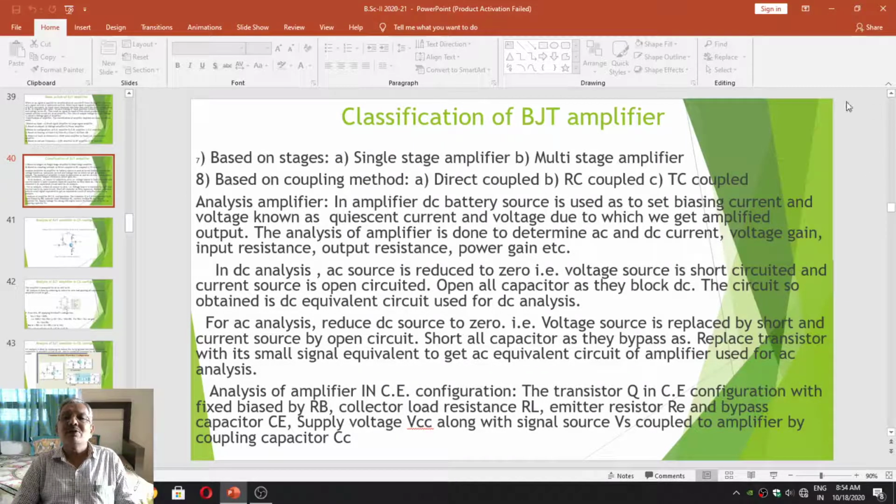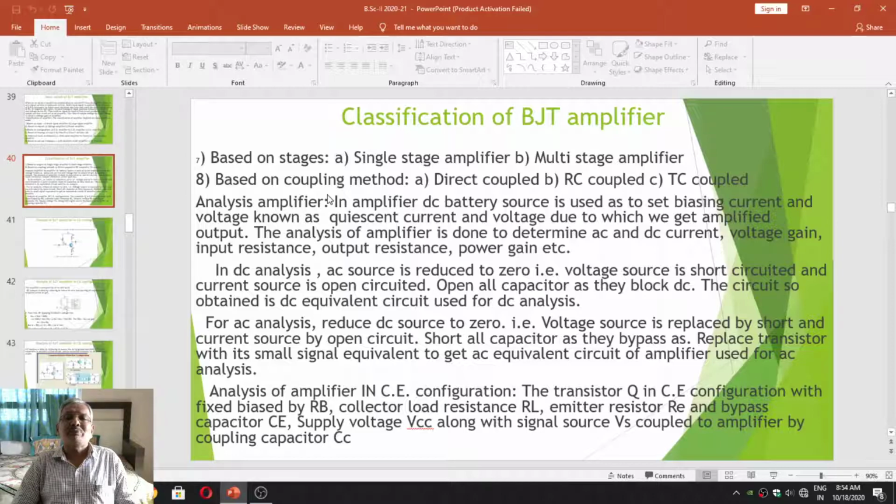Friends, today to proceed further, we are going to start with the analysis of amplifier. As we already studied how BJT is going to act as an amplifier, its biasing. Now we are going to proceed to analyze the same amplifier circuitry by choosing one of the biasing methods out of 4 which we have studied.